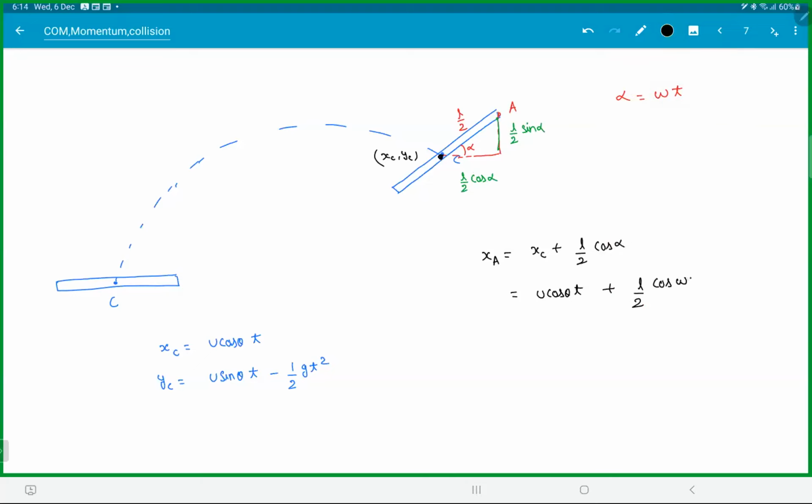L by 2 cos omega t. Similarly, y coordinate of A would be yc plus L by 2 sine alpha. If it has rotated an obtuse angle, automatically you'll get a minus sign, so you don't worry about this. U sine theta t minus half gt square. This is how center of mass is useful. You can split the motion into a projectile motion plus a circular motion and you can solve. Play with the coordinates. Check it out.